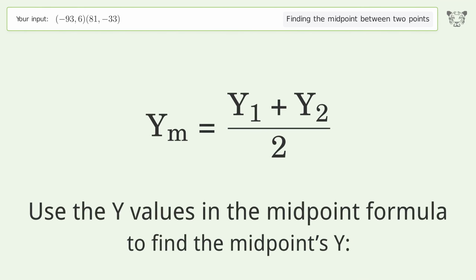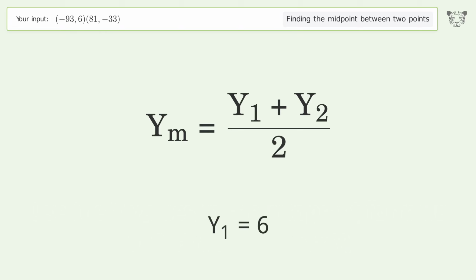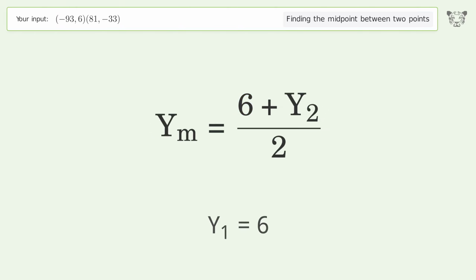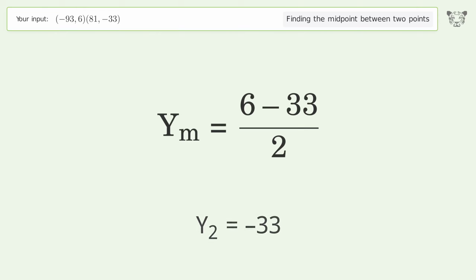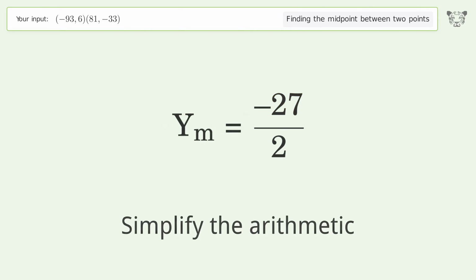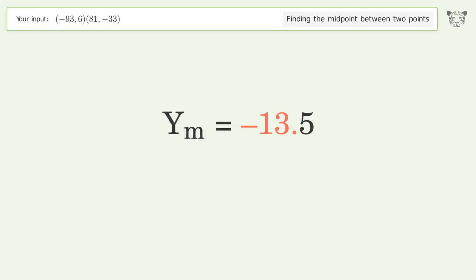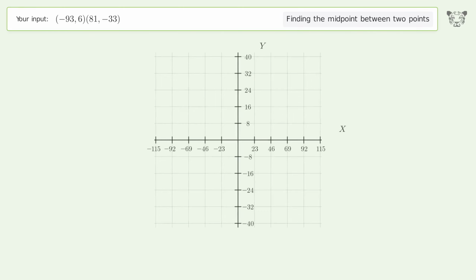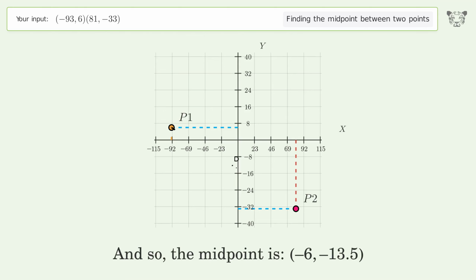Use the y values in the midpoint formula to find the midpoint's y. y1 equals 6. y2 equals -33. Simplify the arithmetic. And so, the midpoint is -6, -13.5.